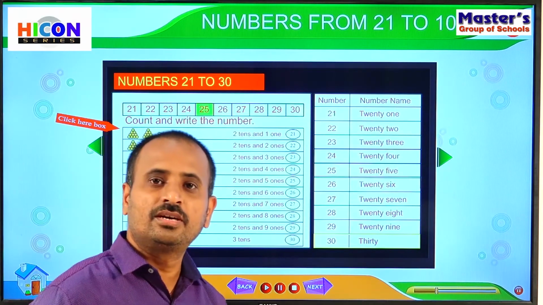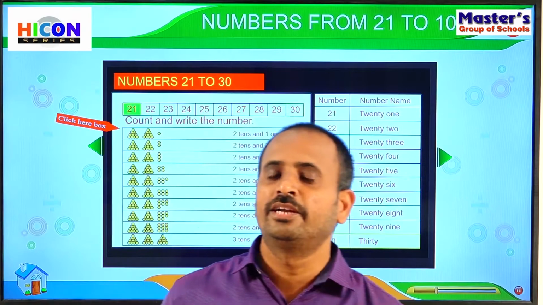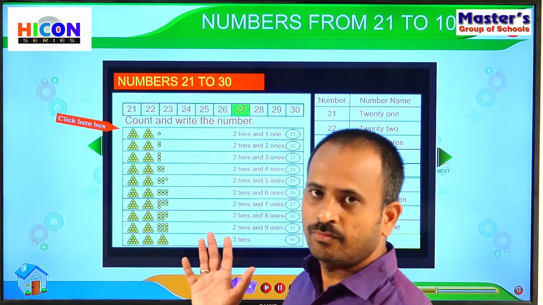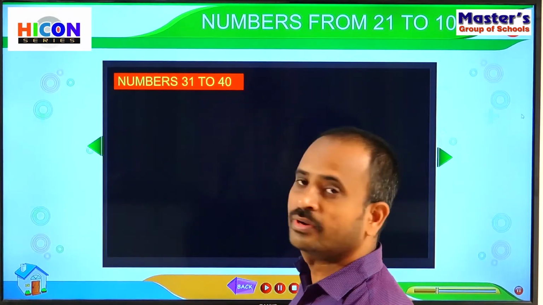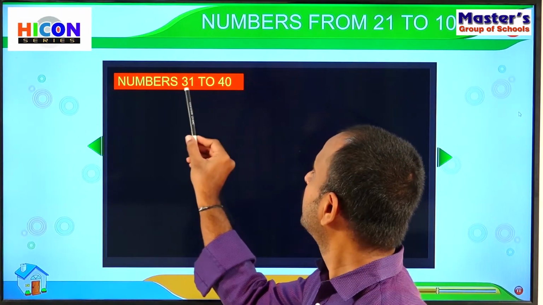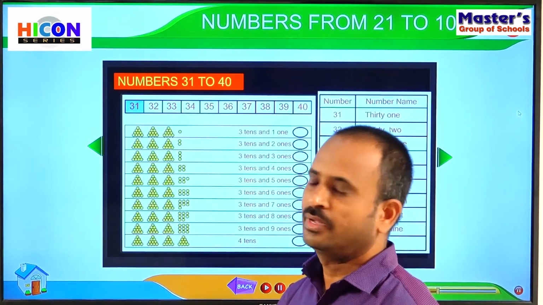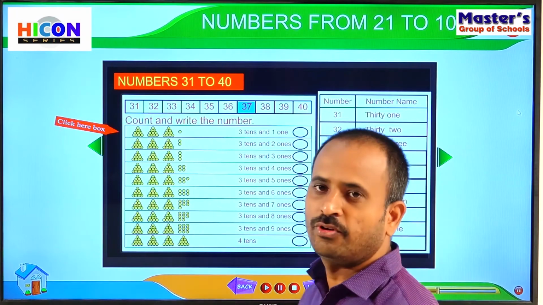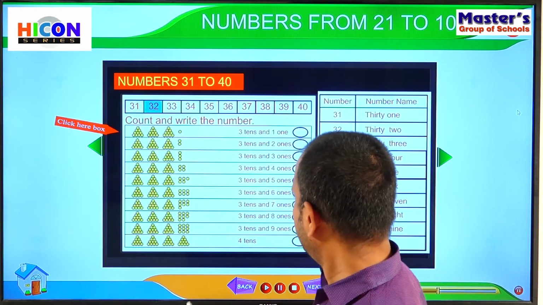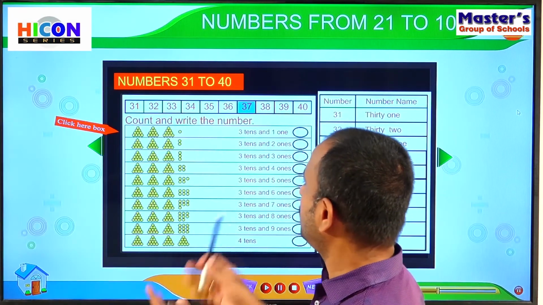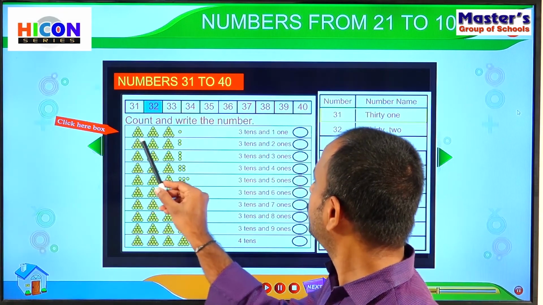Now let us learn how to write the numbers from 31 to 40. So let us see how to write the numbers from 31 to 40. Children, see here. In these pictures also, see the first row.